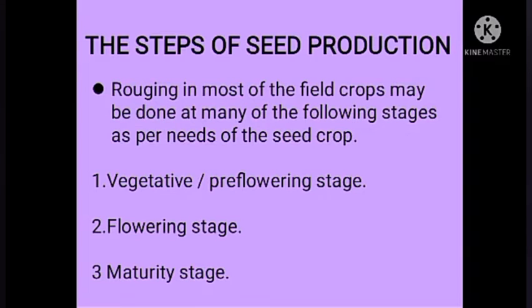Roguing in most of the field crops may be done at many of the following stages as per needs of the seed crops. First is vegetative or pre-flowering stage. Second, flowering stage. Third, maturity stage.